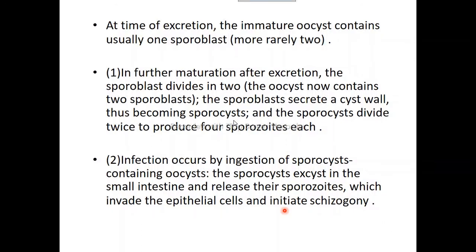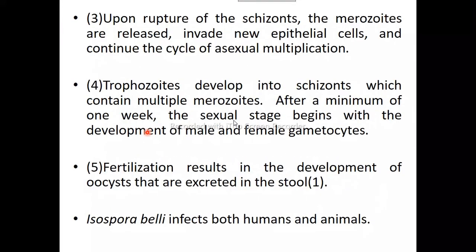So when you are doing your assignment, you will pass through this and try to understand the life cycle, and tell me what is the infective stage, what is the diagnostic stage, and so on. Upon rupture of the schizonts, the merozoites are released, invade new epithelial cells, and continue the cycle of asexual reproduction. The trophozoites develop into schizonts, which contain multiple merozoites, whereby after a minimum of 1 week the sexual stage will begin. Fertilization will result in development of oocysts that are excreted in a stool sample. So this Isospora belli infects both humans and animals.